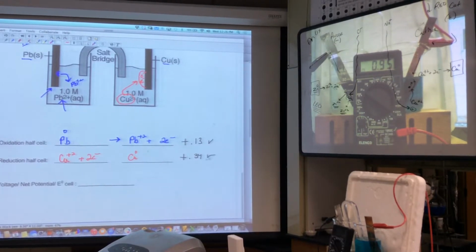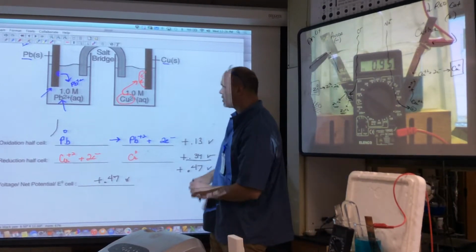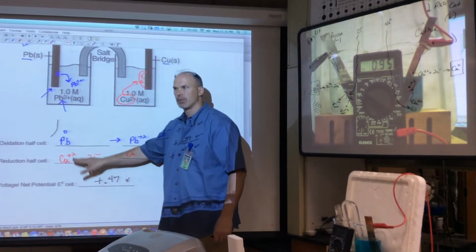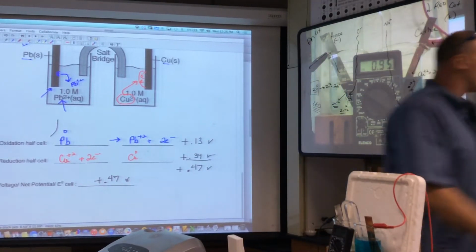Add it together. What you get is 0.47. Positive 0.47. What does that mean? It's spontaneous and it works. Now, do you need the net potentials to tell you that? Table J shows lead above copper. So this will work.